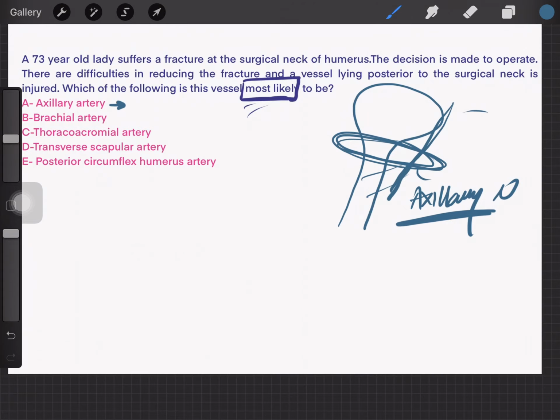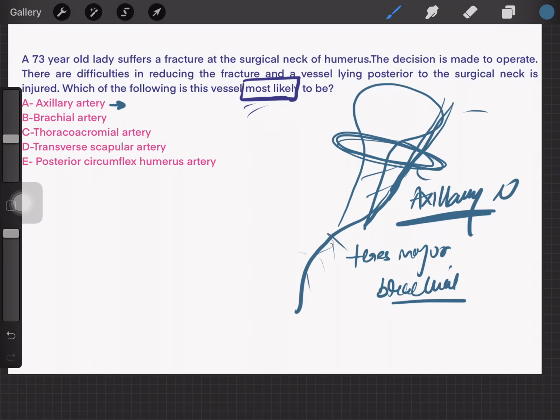It is a branch of subclavian, goes like this. At the lower margin of teres major, it becomes brachial artery. Brachial artery supplies the things in the arm. Brachium is related to the arm. So obviously brachial artery is also not the answer because it's a vessel of the arm, not somewhere around the neck and the head. Thoracoacromial artery, again not related to this. It is the thoracic artery. Transverse scapular artery, again not related to this.